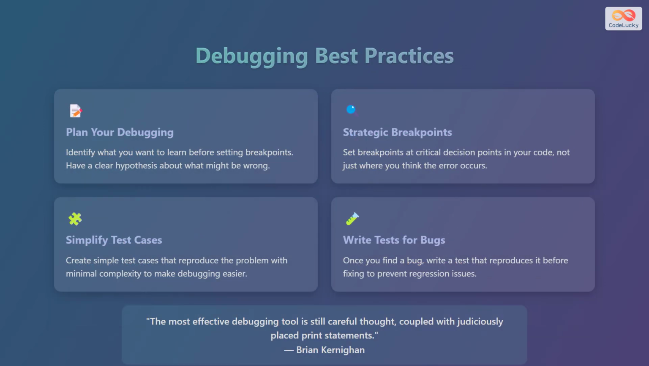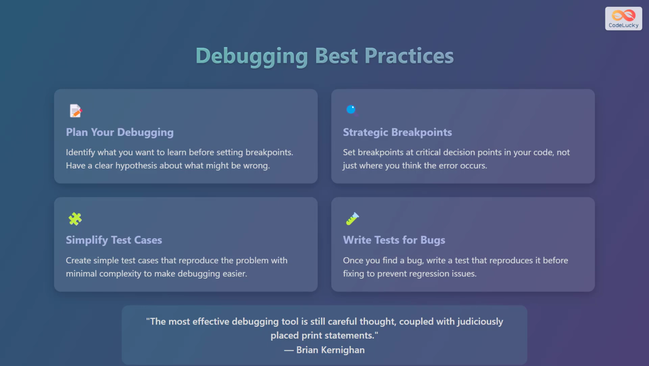Here are some debugging best practices to keep in mind. Always plan your debugging session. Identify what you want to learn before setting breakpoints, and have a clear hypothesis about what might be wrong. Use strategic breakpoints. Set breakpoints at critical decision points in your code, not just where you think the error occurs.